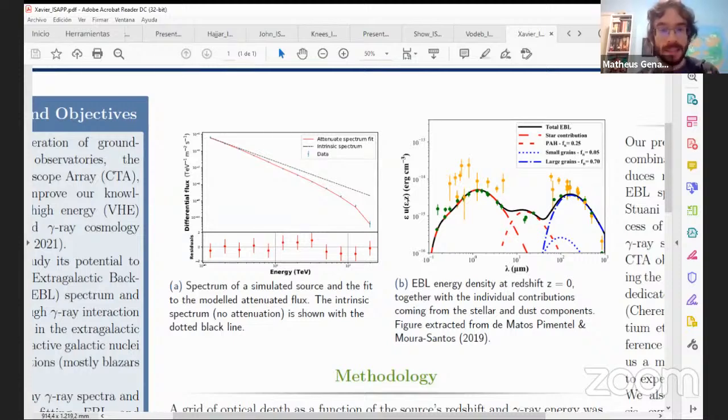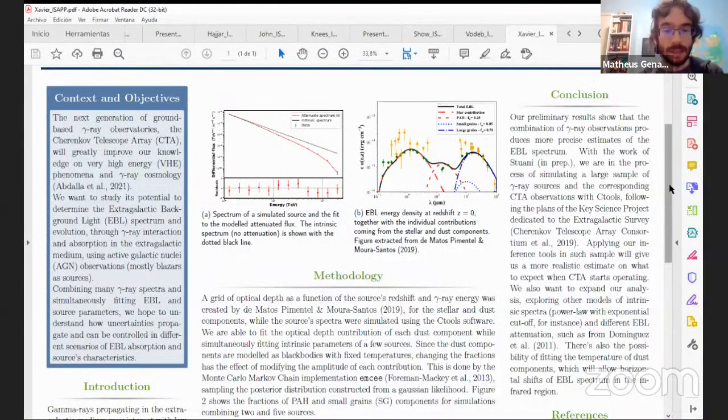But the problem is that we frequently don't know in real observations what the true EBL spectrum is and the true intrinsic spectrum of sources. So one way to deal with both kinds of uncertainties in our analysis is to simultaneously fit the observed data with an EBL model and also an intrinsic flux model for the source.